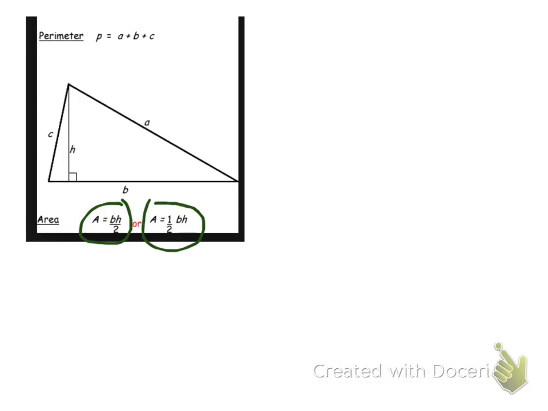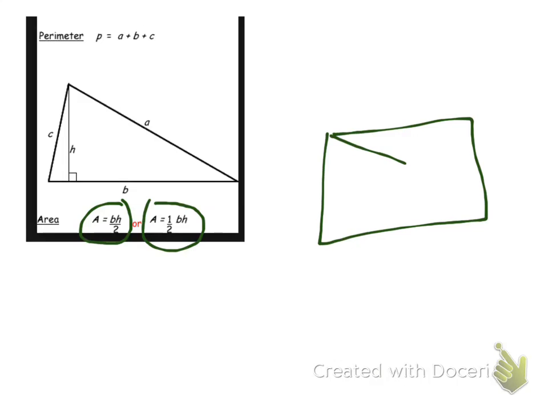Okay, so what I think of is if I take a triangle and I put it together, it should make a rectangular shape. So the area of a rectangle is base times height, and now all I'm doing is cutting it in half. So if I have a rectangle, it would look like this. If I cut it in half, I have two triangles, so therefore that's where the half comes into play.